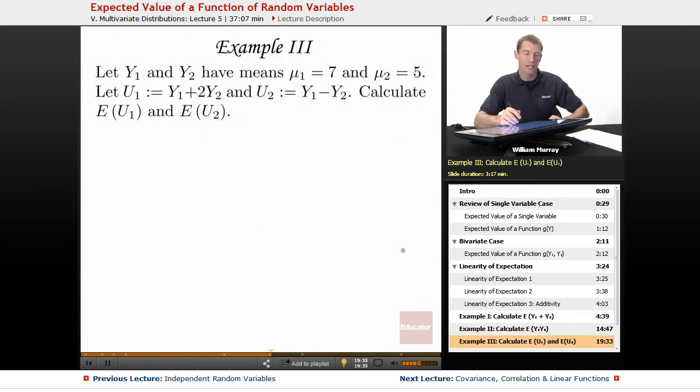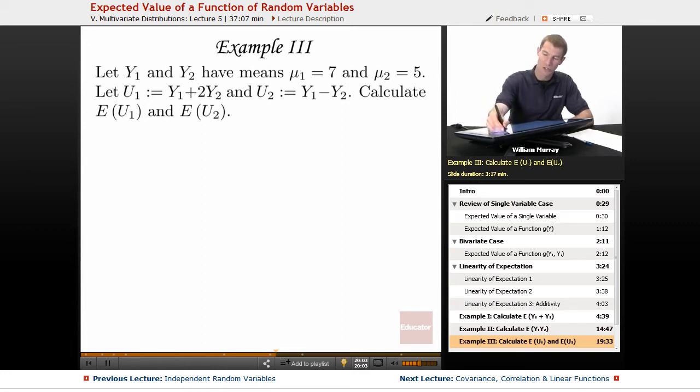In example 3, we have two variables, y1 and y2. We haven't been told the joint density function, but what we have been told is that the mean of y1 is 7 and the mean of y2 is 5. And now we have a couple of functions defined here: u1 is y1 plus 2y2, and u2 is y1 minus y2, and we have to calculate the expected values of the u's.